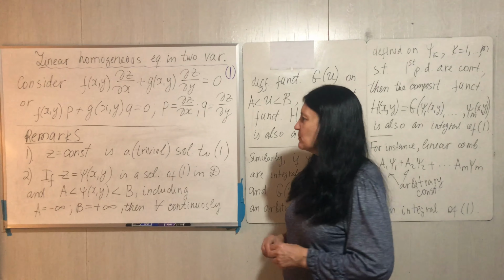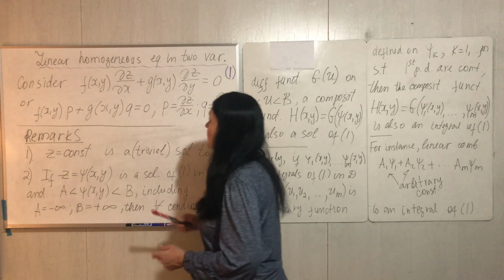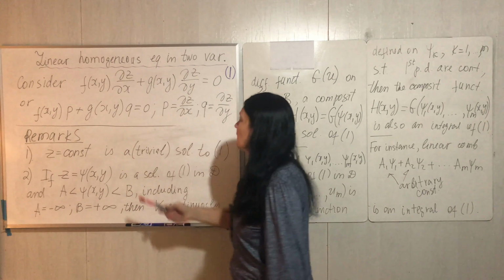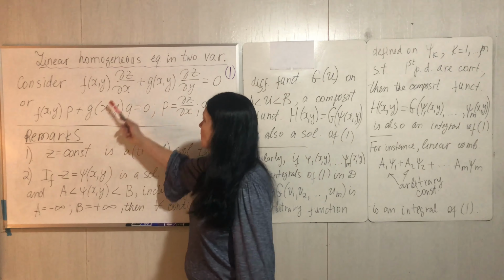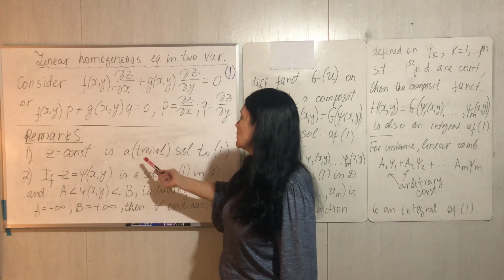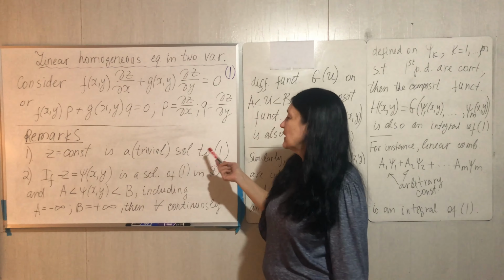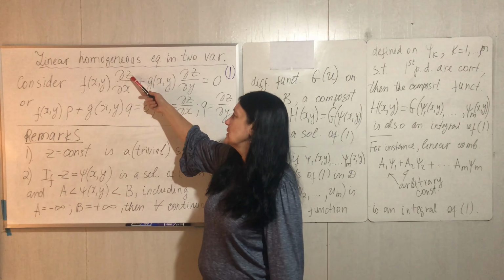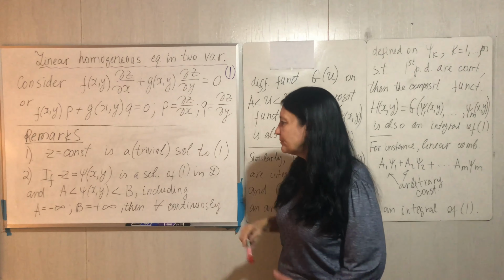So now let's make some remarks. First, of course, if you look at this equation, z equal constant, since we have first derivatives in the equation, z equals constant is a solution. It is a trivial solution that we are not interested in, because when we differentiate constants, we get 0.